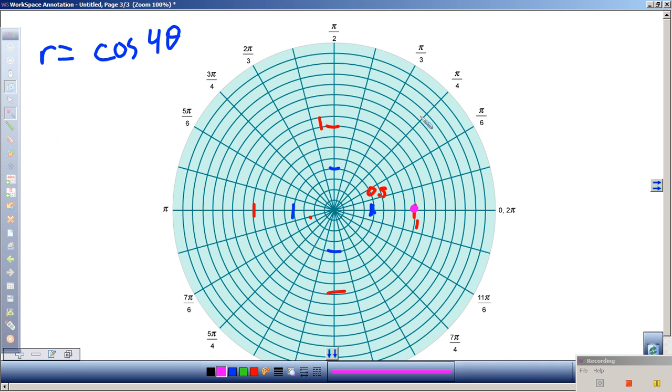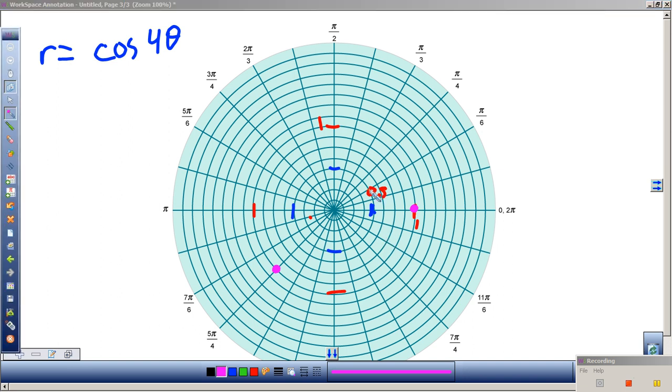Negative 1. So, at this angle, we're going out, instead we're going the opposite direction, down here. So you get that point. Now, we need to know how to connect it, so we're going to have to plug something in between them. How about pi/12? That's what this line is. 4 times pi/12 is pi/3. What's the cosine of pi/3? 1/2. So, in the direction of this, we're going out half. That gets the point right there.